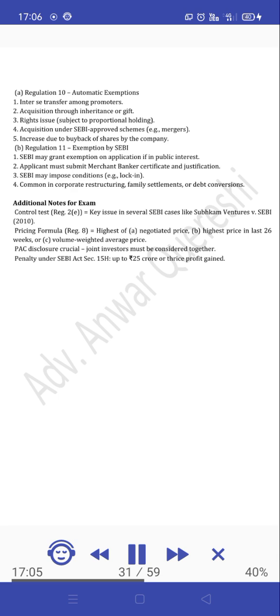Additional notes for exam. Control test, Reg. 2(1)(e), is a key issue in several SEBI cases like Subhkam Ventures vs. SEBI 2010. Pricing formula, Reg. 8, equals highest of A, negotiated price, B, highest price in last 26 weeks, or C, volume weighted average price. Pact disclosure crucial. Joint investors must be considered together. Penalty under SEBI Act Sec. 15H: up to 25 crore rupees or thrice profit gained.